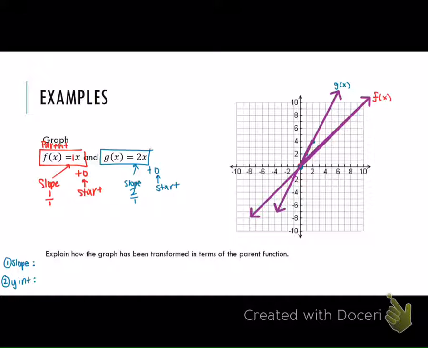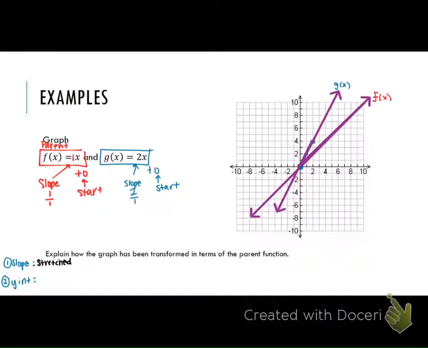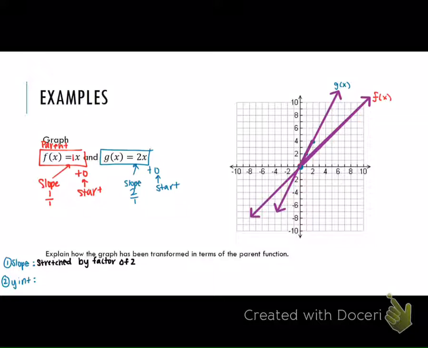So what's the word we use for steeper? It got stretched, right? And it's stretched by a factor of the slope. So it's stretched by a factor of 2. Did it reflect at all? Did it become negative? Nope. So it's stretched by a factor of 2. So it's steeper, and the factor is 2, right? We multiplied everything by 2, essentially, is what that's saying. Has the y-intercept changed? No. No change.